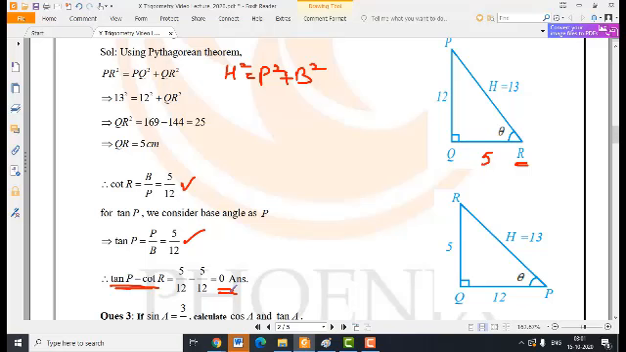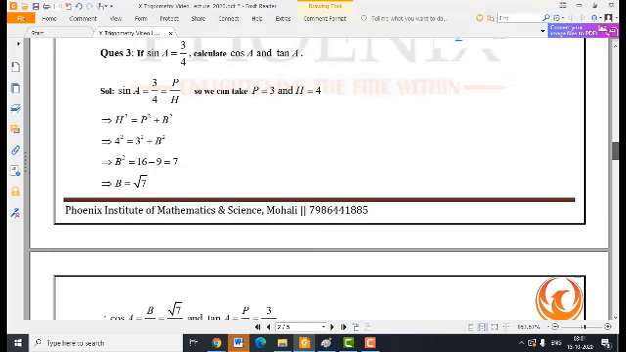In that expression, I need to find the value of tan P minus cot of R. So using two different triangles, for tan P take base angle as P, and for cot R take base angle as R, and find their value and then find the difference of those two. Now let us take the next question over here.